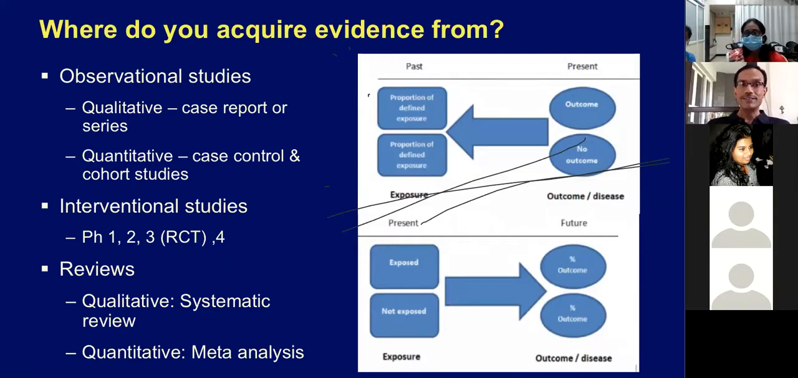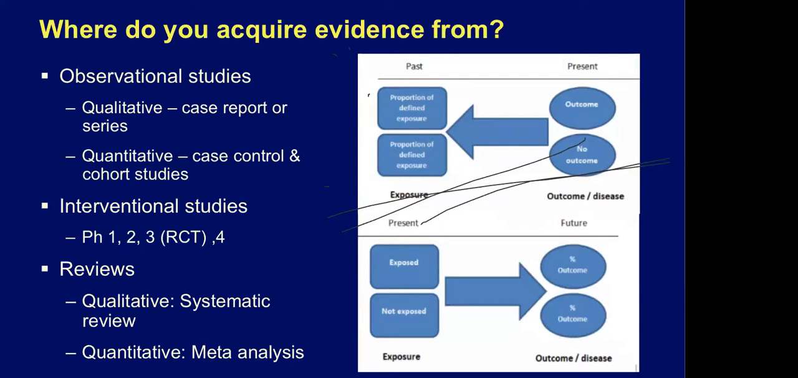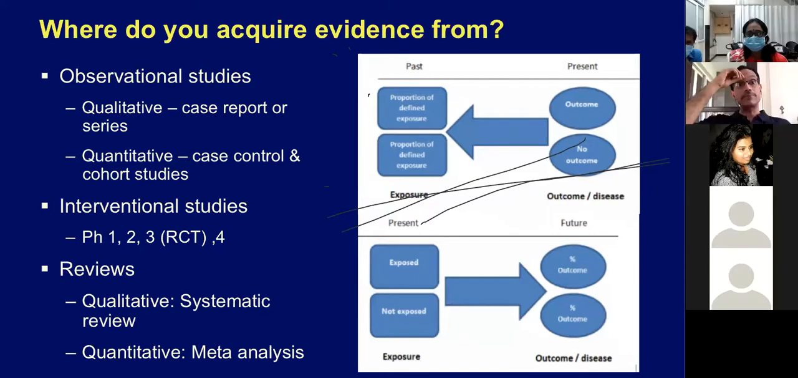So the question is, where do you actually acquire evidence from? And obviously, these are from two important or three important sets. These are studies and reviews. Now, when it comes to studies, you have two broad classes of these studies. One is called the observational study. The other is the interventional studies, right?